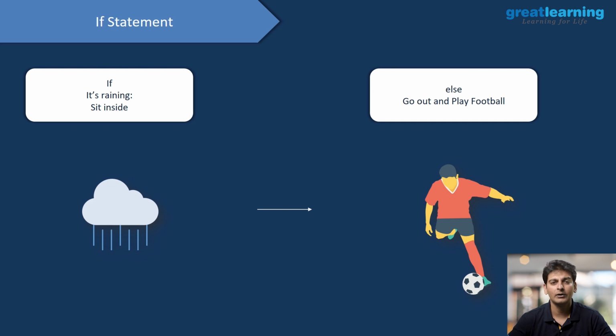So let's take this example to understand this better. Let's say it's raining and you'd want to play football. If it's raining, then you can't do anything and you just have to sit inside. Else, if it is actually not raining, then you can go out and play football. These are some of the real world situations which can be represented in programming with the help of the if-else statement. So let's go to Jupyter Notebook and work with if-else.